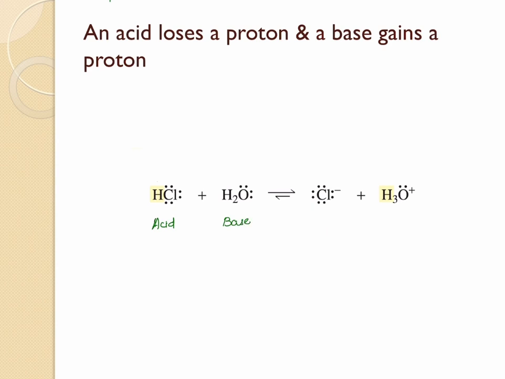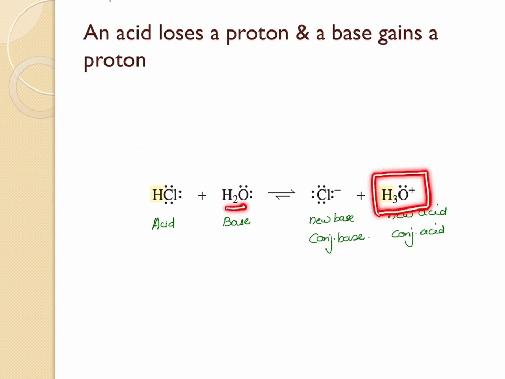When this reaction happens, there is a new base and a new acid that has been created. So this is the new base that is created, and this is our new acid that is created. The new acid and the new base can be called conjugate acid and conjugate base respectively. So this is our conjugate acid and this is the conjugate base. Or in other words, H3O plus is the conjugate acid of H2O and Cl minus is the conjugate base of HCl.